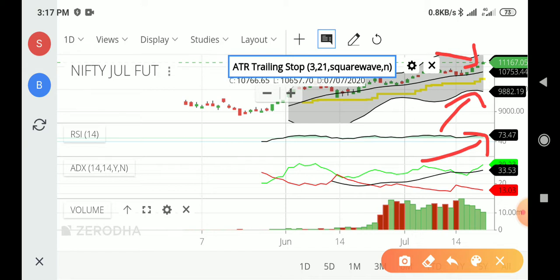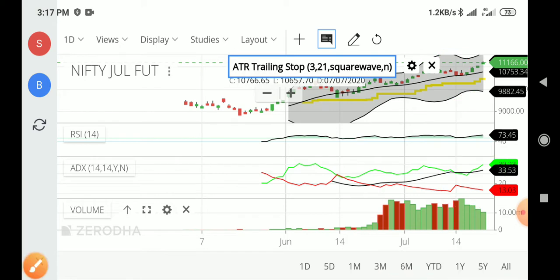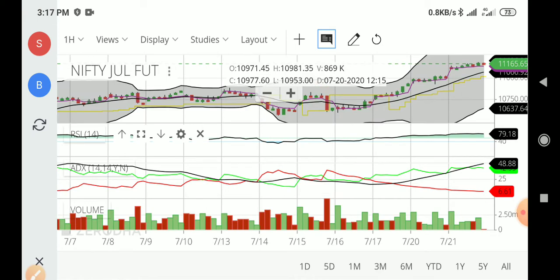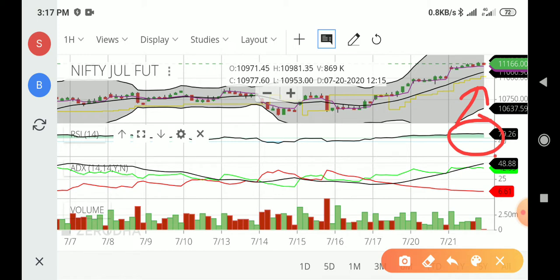ADX is, the green line is above the red line, so it's a bullish sign. We will check it in the hourly chart also. In all positions, see, the ATR trailing stop loss is below the close. RSI is also a bullish sign, and ADX also is a bullish sign.